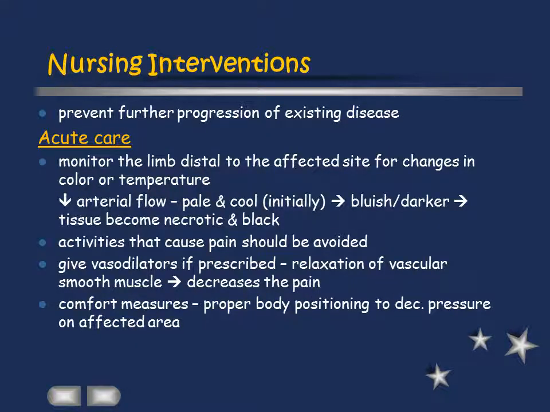Now, nursing interventions to prevent further progression of existing disease. For that, in acute care, monitor the limb distal to the affected site for changes in color or temperature. With decreased arterial flow, extremities are pale and cool, then bluish, and darker tissue becomes necrotic and black. Activities that cause pain should be avoided. Then give vasodilators if prescribed for relaxation of vascular smooth muscles, so it decreases the pain. Then comfort measures: proper body positioning to decrease pressure on the affected area.